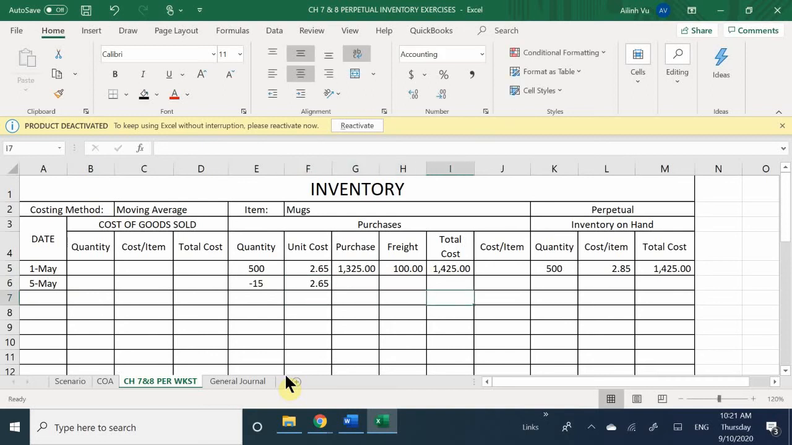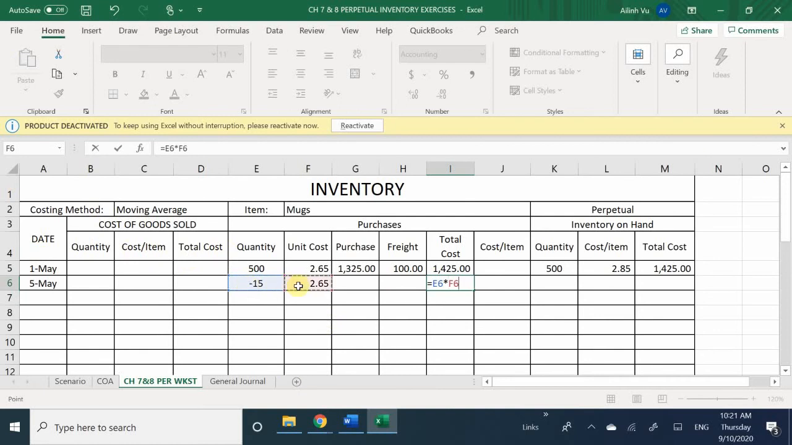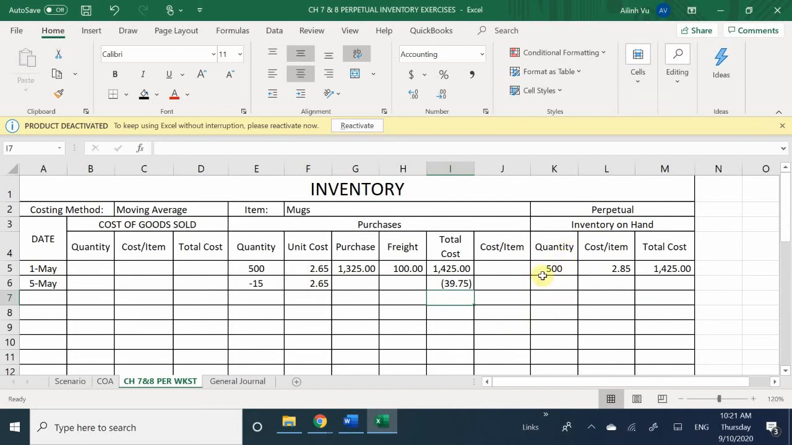$265. So our grand total that we are subtracting is going to be $39.75. So now we have to update our inventory. In this case, now that we returned our items, we need to adjust our inventory because this $2.85 isn't going to be our cost anymore.